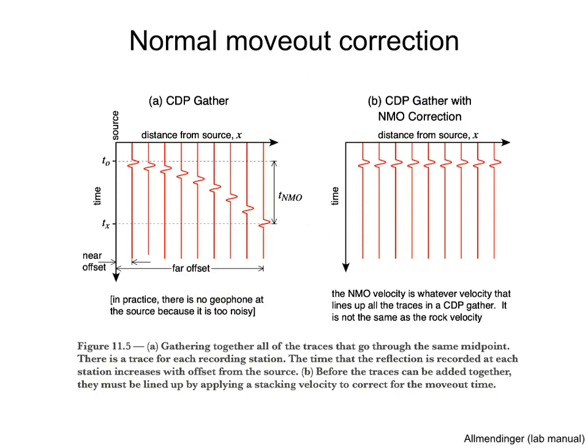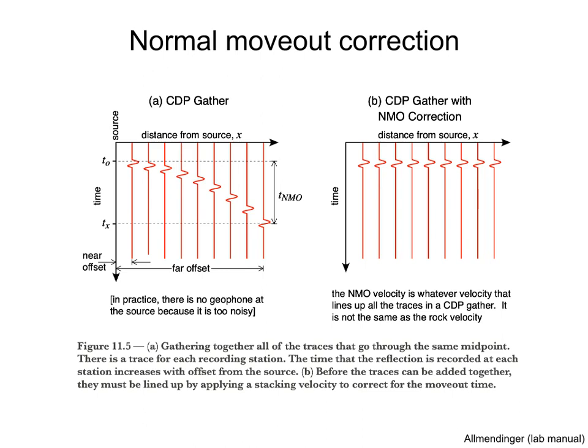Notice that although each midpoint has been sampled multiple times, we can't add the traces together because each ray through the midpoint has traveled a different distance and therefore has a different time. Therefore, we need to apply a correction to align the traces, as shown in the figure to the right.